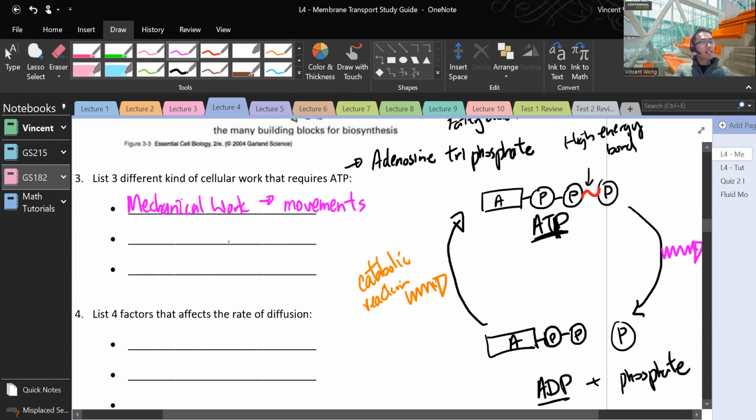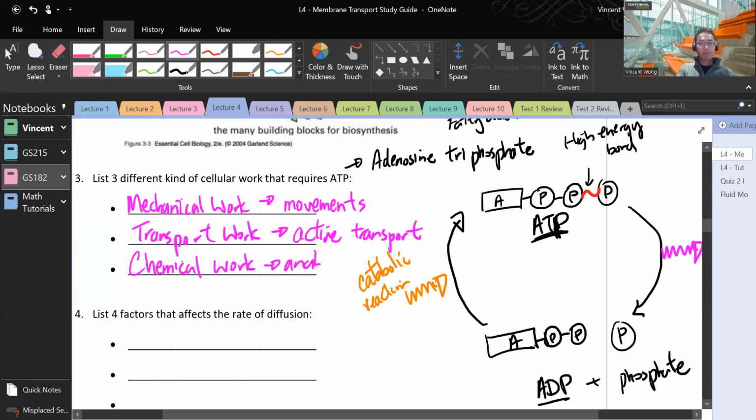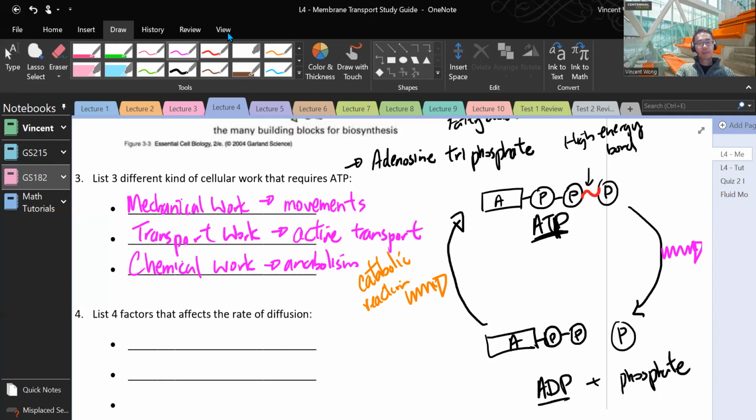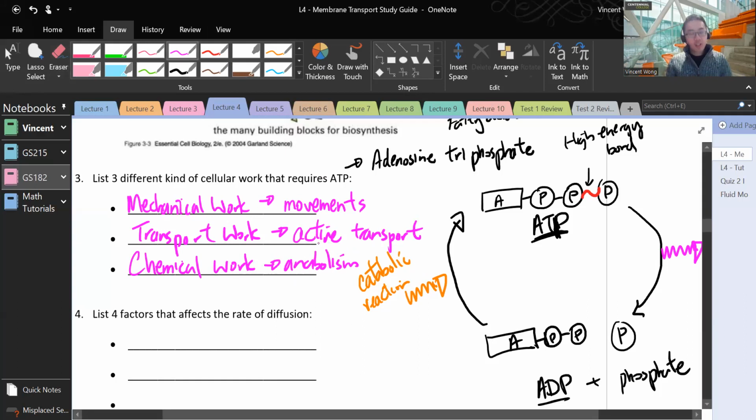Michelle said facilitated diffusion. Yep, so that is transport work. Transport work, although facilitated diffusion does not actually need ATP, but there are some kind of transport work that does require ATP. We call them active transport. We will explain more about facilitated diffusion later on. And finally, Mavis says chemical work. Okay, so for example, anabolism, right? Okay, so these are all the different things in the body, in the cell, that requires ATP.